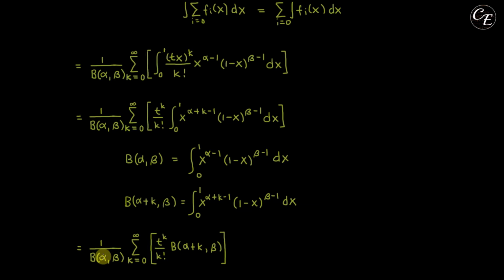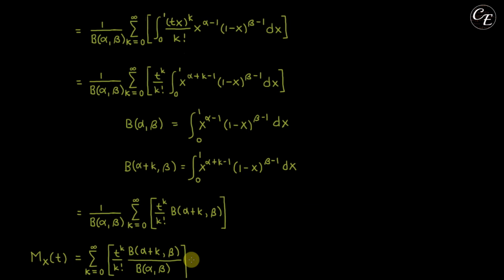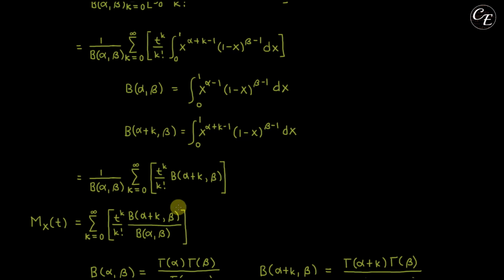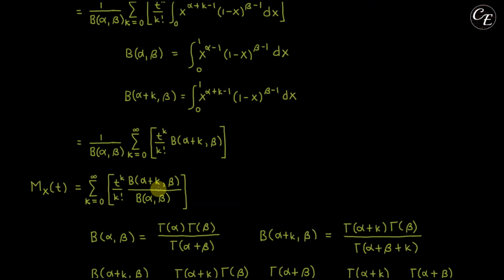Now this big beta of alpha beta, which is this one, is a constant for this summation, so we can move this one inside of this summation. Then we have now this one. Now similar to what we have done in our derivation of mean and variance, we can simplify this expression, big beta of alpha plus k beta over big beta of alpha beta, by transforming it in terms of gamma function, using this identity, which is a relationship between beta function and gamma function.